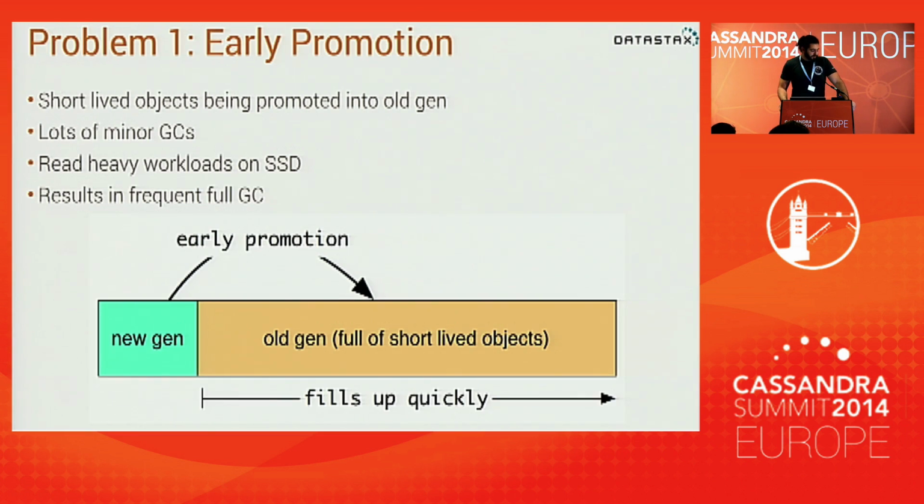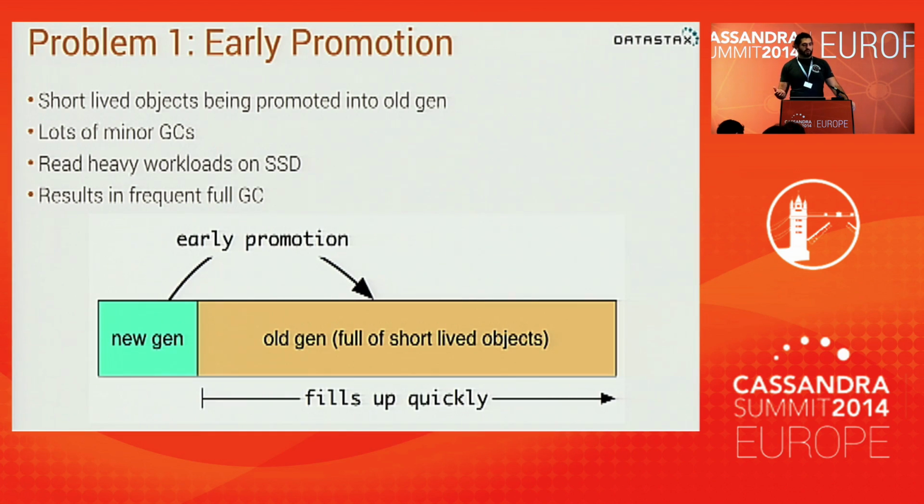So we run into 2 problems, and they come about from different workloads. The traditional advice that you read in either the Cassandra mailing list, IRC, or even the config file itself has always said, don't put your new gen above 800 megs. And that's based on the idea that we have a write-heavy workload. And with a write-heavy workload, we're not really creating a lot of short-lived objects.